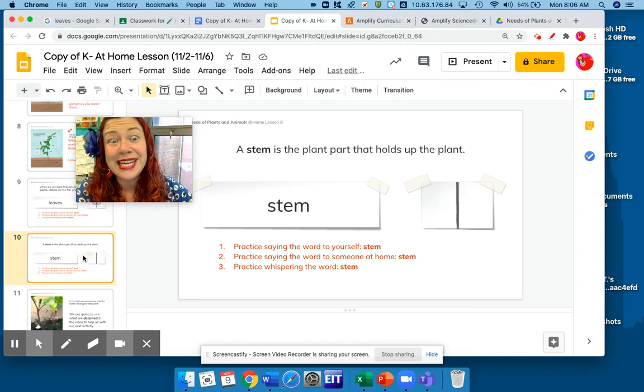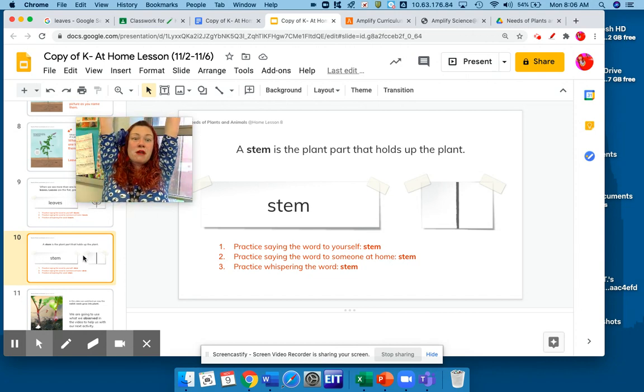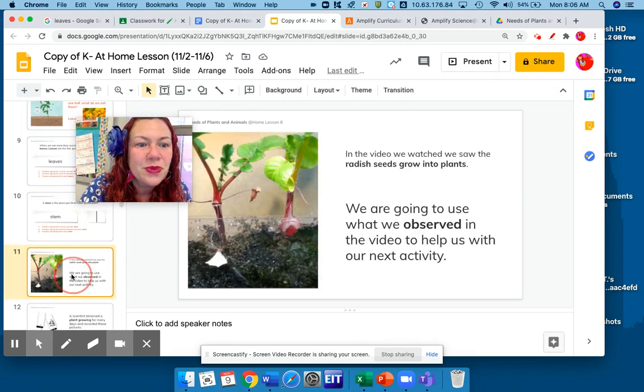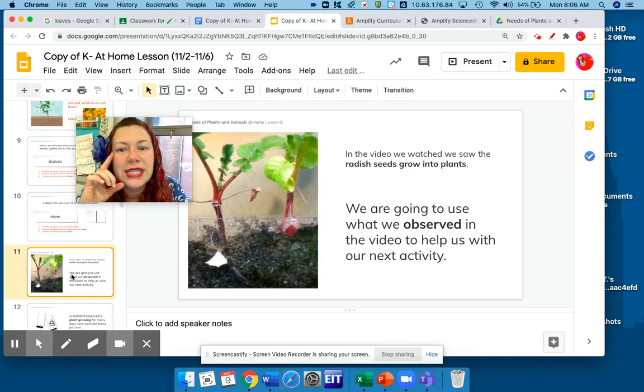Another very important science word we're talking about and using a lot, scientists, is the word stem. Say stem. Yes, the stem is the plant part that holds up the plant. And you know that the leaves are the part of the plant that takes in the light. Okay, now we're going to be using everything we've observed and been learning to do our next activity.